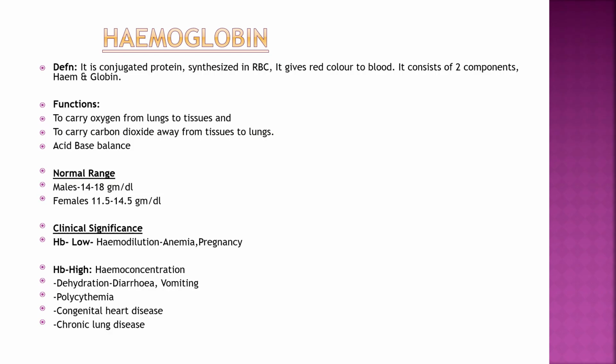The normal range of hemoglobin in males is 14 to 18 gram %, and in females it is 11.5 to 14.5 gram %. Clinical significance: hemoglobin value is low when there is hemodilution, that means it is seen in anemia or pregnancy. Hemoglobin high value is seen in hemoconcentration, that is because of dehydration, which can be because of diarrhea, vomiting, or increased RBC count, polycythemia, congenital heart disease, chronic lung disease. So in these conditions we will see high hemoglobin value.